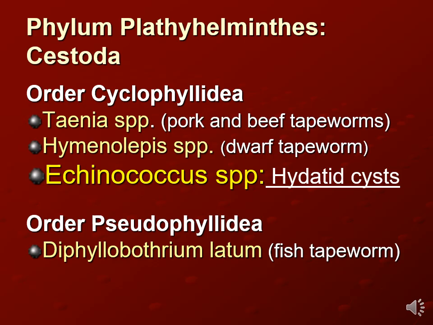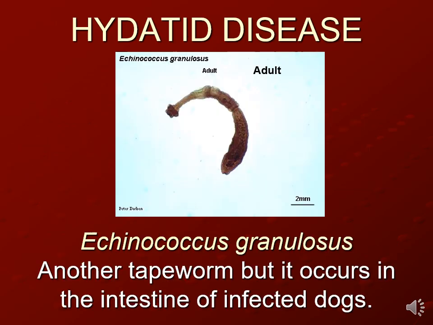This is the cause of hydatid disease or hydatid cysts. This is a picture of the worm. We can see easily the scolex with a rostellum, and then the neck behind it, and 2 or 3 segments behind it, 3 segments in here. Well, this is the adult tapeworm, and it occurs in the intestine of the dog. So this is a tapeworm of the dog. The adult is in the intestine of the dog.